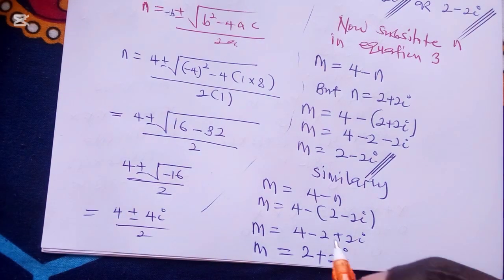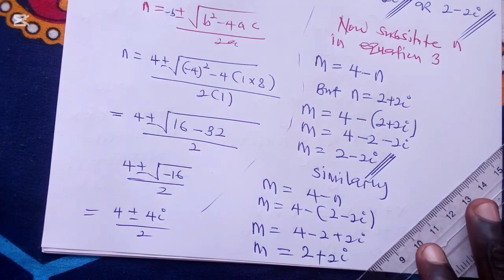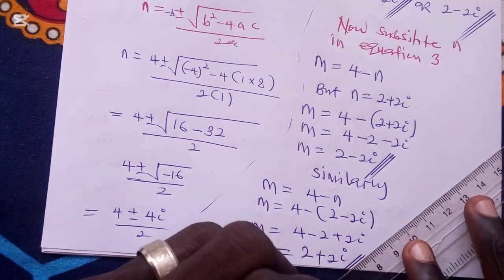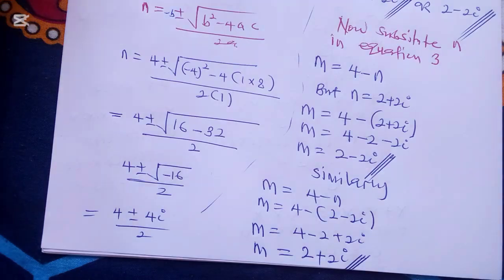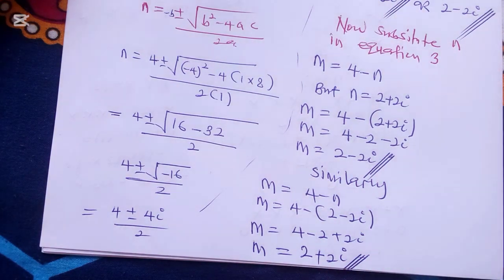Okay, so these are the values of m and n that we are asked to find in respect to the problem that we are given. So m becomes 2 minus 2i and 2 plus 2i also. So both the values of m and n are complex numbers. There is no real solution.